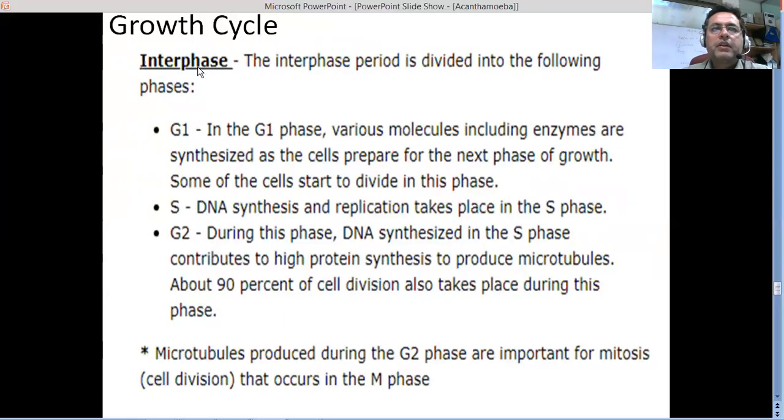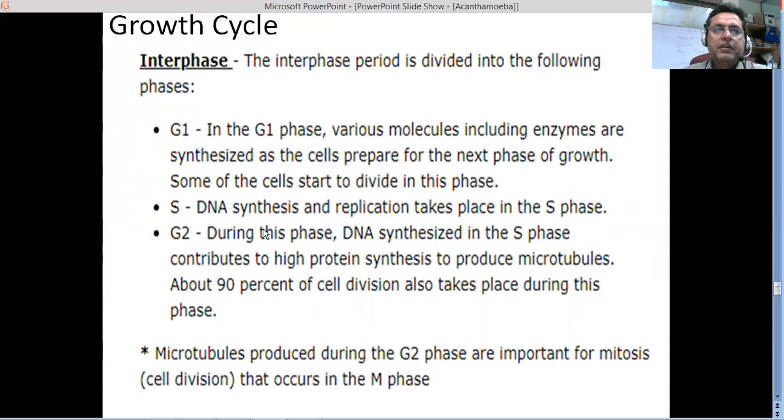Like you can describe it as interphase. The interphase period is divided into the following phases again. A G1 stage. In the G1 phase, various molecules including enzymes are synthesized as the cells prepare for the next phase of growth. Some of the cells start to divide in this particular phase.